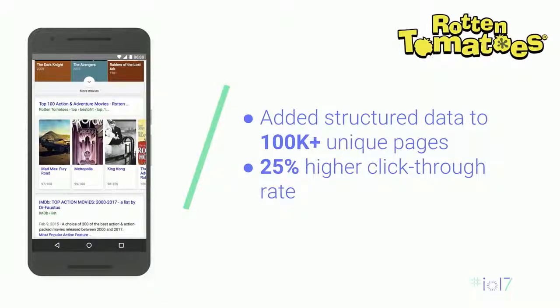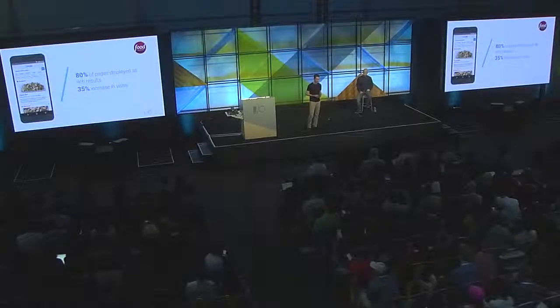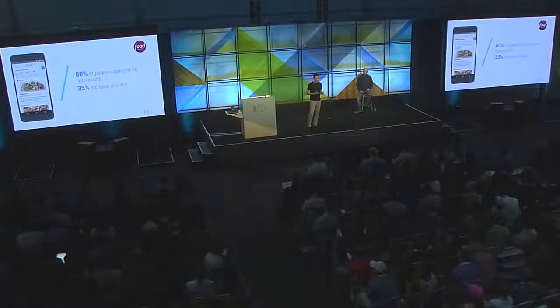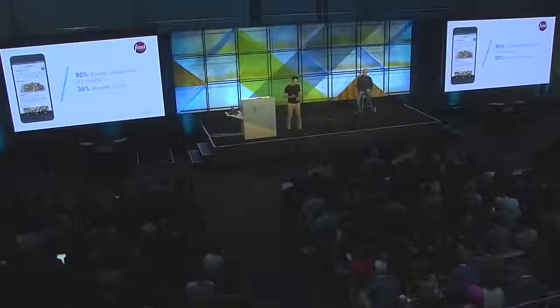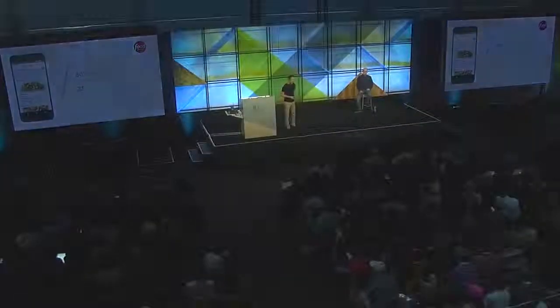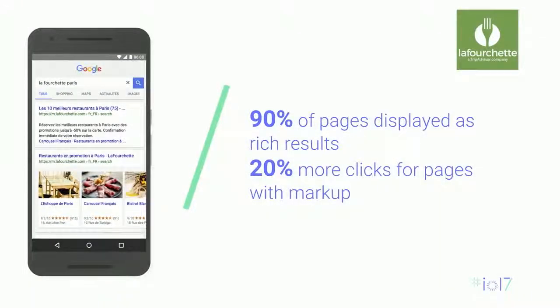But they weren't alone. Here, we saw Food.com, which is one of the primary providers of recipes online. They also had good coverage of structured data, with 80% of their results rendered in Google Search as rich results. And they saw a 35% increase in CTR, which is super encouraging. Next, going over to Europe, but also to a different vertical: local restaurant listings. La Fourchette put markup on 90% of their results, and they saw, again, a fairly high increase in CTR.